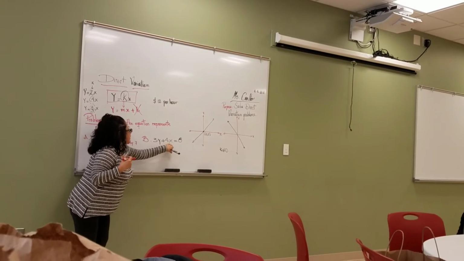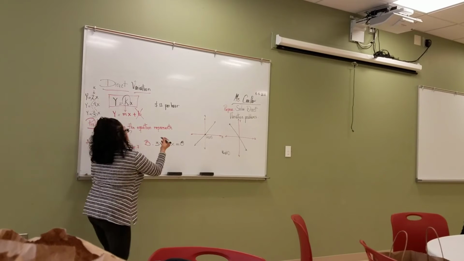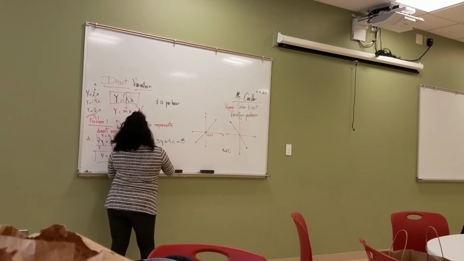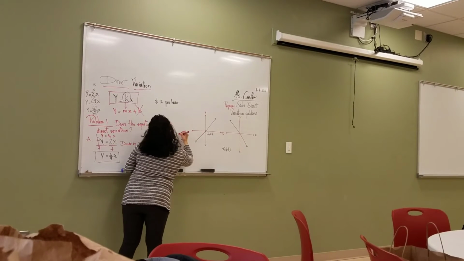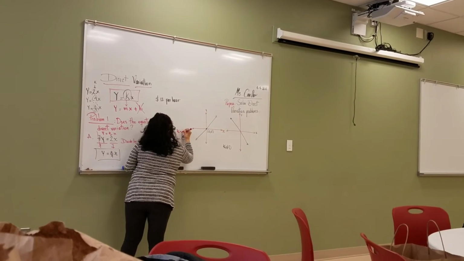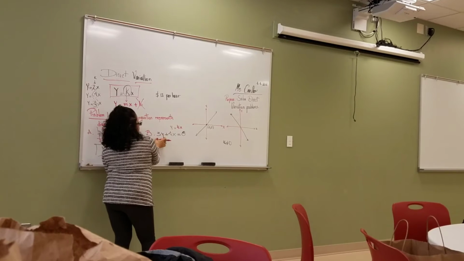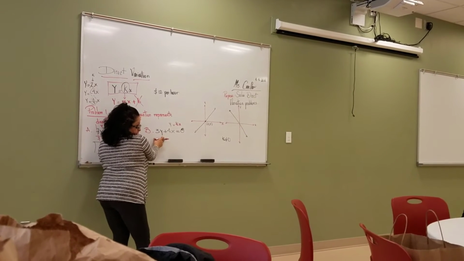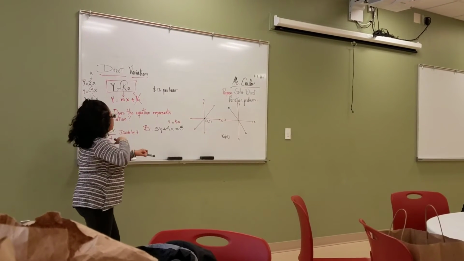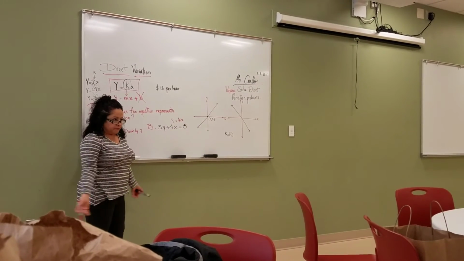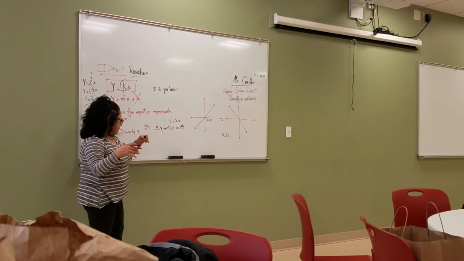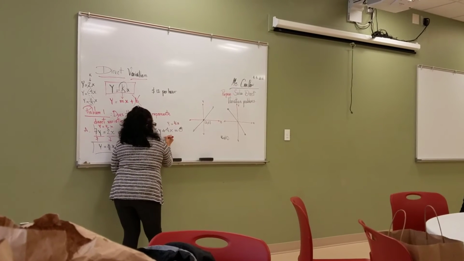3y plus 4x equals 8. Again, I want to leave it like y equals kx. So I want to leave this 3y. I'm going to do the opposite. I want to move this one to the other side. What's the opposite of adding? Subtracting.